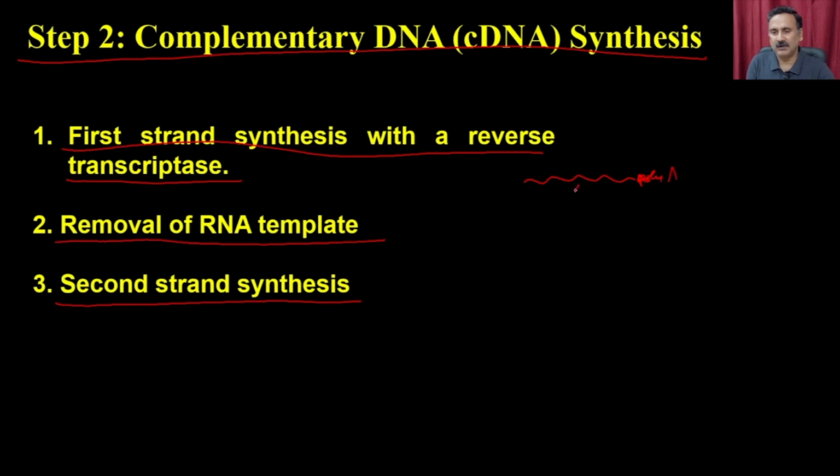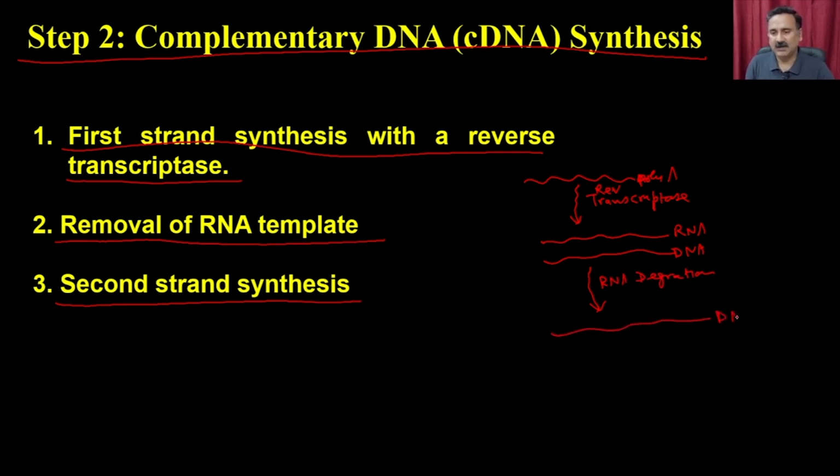First you have the messenger RNA with the poly A tail. You are going to use that and put it in the reverse transcriptase reaction, and that's how it gives you the two strands. This is going to be the RNA, and this is going to be the DNA, which is complementary to it. Then you catalyze the reaction so that the RNA degrades. You do the RNA degradation by many types of reactions, and that's how you are left with only the DNA strand 1.